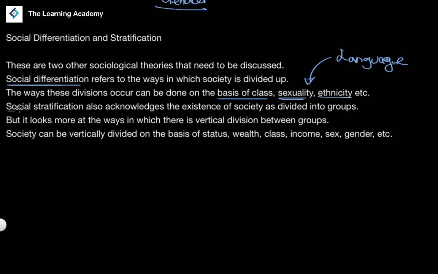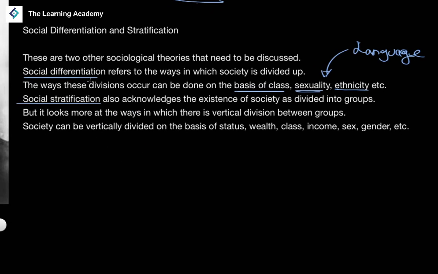Social stratification is the second theory that we could talk about, and this also acknowledges that there exists a society that can be divided into different groups. So it also accepts that society is coalesced into different groups, but it looks not at the ways in which it specifically divides into groups, but at the ways in which society is organized hierarchically.